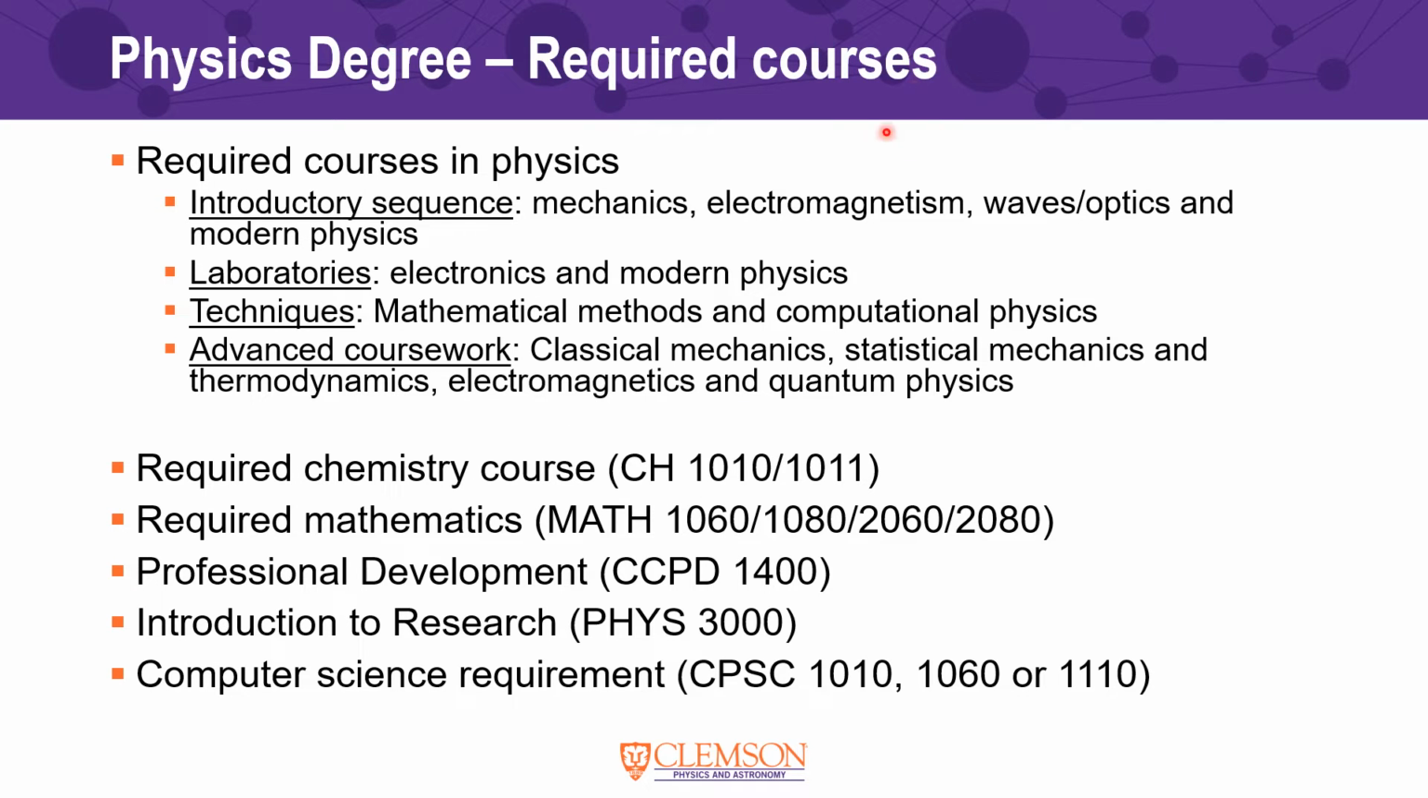Within your physics degree, you're going to find there are some standard required courses. You're going to start off in your first 2 years doing an introductory sequence that involves mechanics, Newtonian mechanics, electromagnetism, and these are basically Physics 1 and Physics 2. Physics 3 will be a course in waves and optics with a little bit of special relativity.